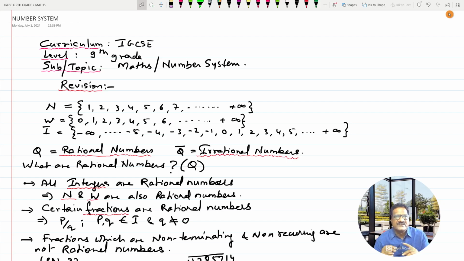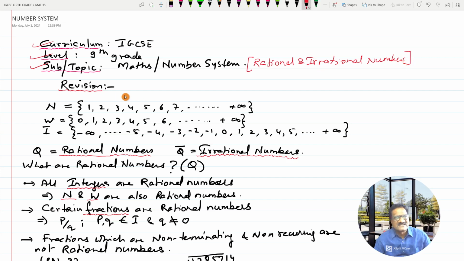In today's session we are going to deal with the IGCSE curriculum as usual. The curriculum for today's session is IGCSE, and the level is the ninth grade level. The subject and the topic is of course maths and number system. But today in number system we are going to do something called rational and irrational numbers. This is something we are going to study, rational and irrational numbers. So let us get started.